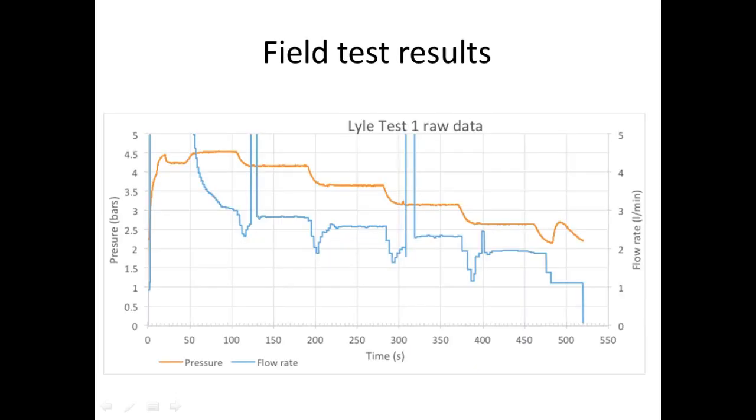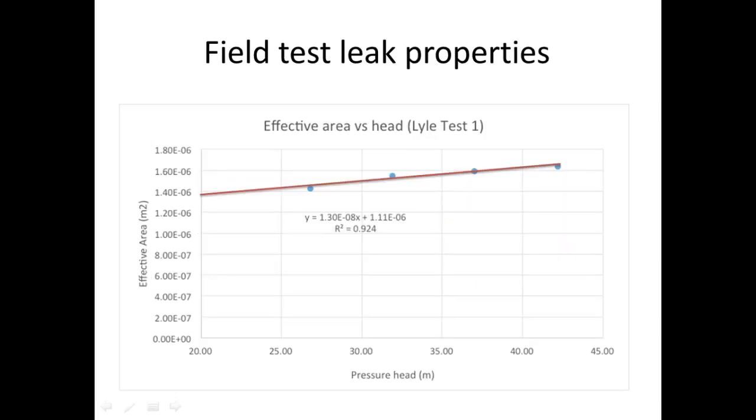So these are some results of field tests we did in Cape Town. You can see that the pressure there is 4.5 bar. We actually normally use lower pressures. We don't try and create new leaks, if at all possible. So you can see we reduced the pressure in steps, and each time the flow stabilized more or less, and we could get a flow-pressure point and calculate the area from there. These are the area versus pressure head, and you can see it's a nice linear function.